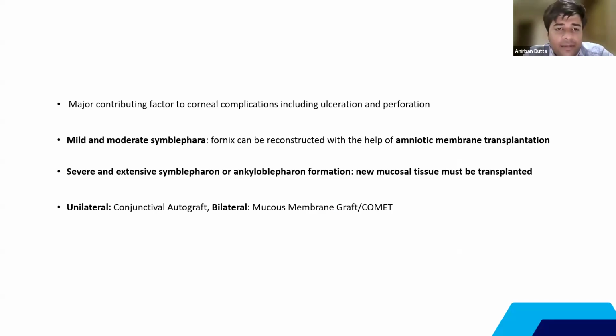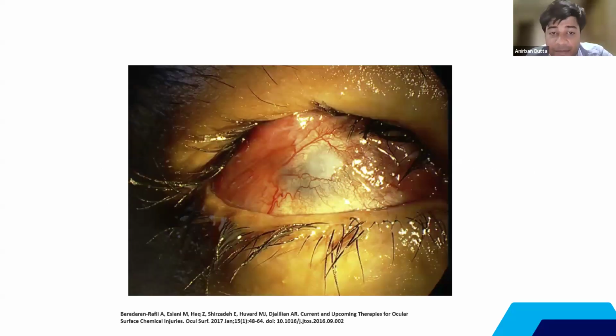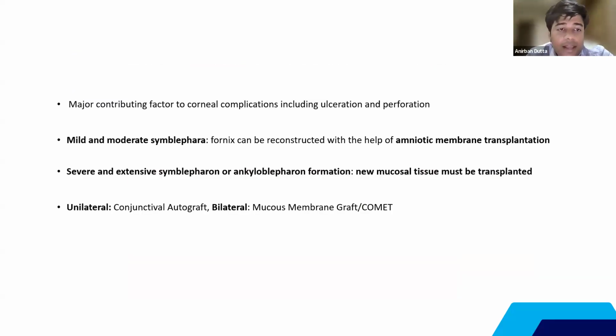Now, when you have a mild or moderate symblepharon, the fornix can be reconstructed with the help of amniotic membrane transplantation. You excise the symblepharon and you replace this with an AMG. If you have a severe or extensive symblepharon, then you don't have a choice. AMG will not do the trick. You need to place new mucosal tissue. So you will have to excise the entire symblepharon and you will have to place a mucous membrane graft if it is a bilateral chemical injury. If it is unilateral, you can use a conjunctival autograft from the contralateral eye.